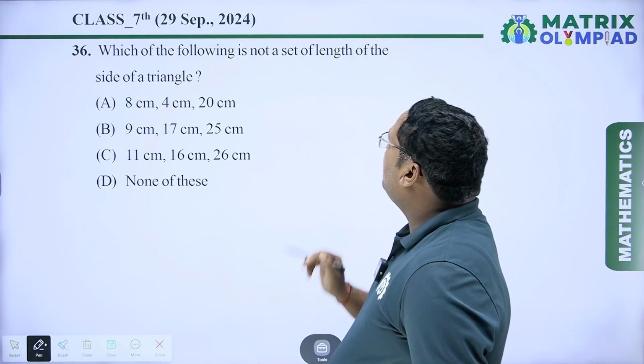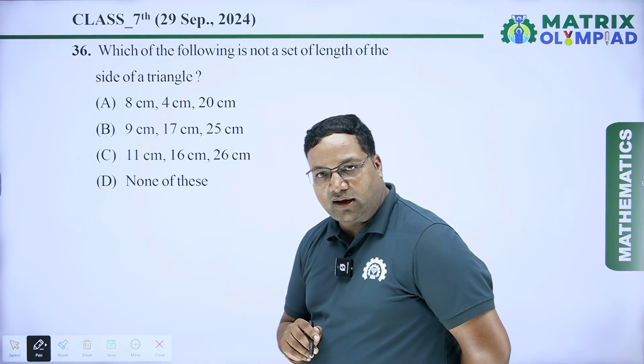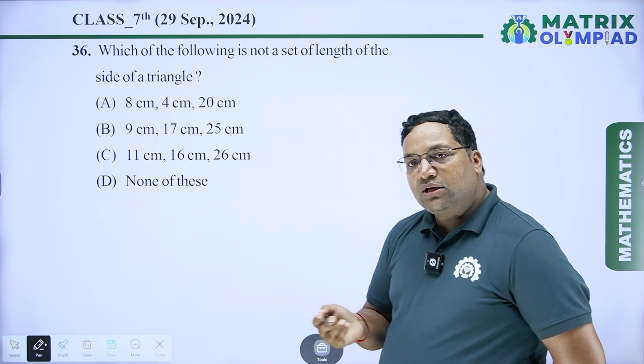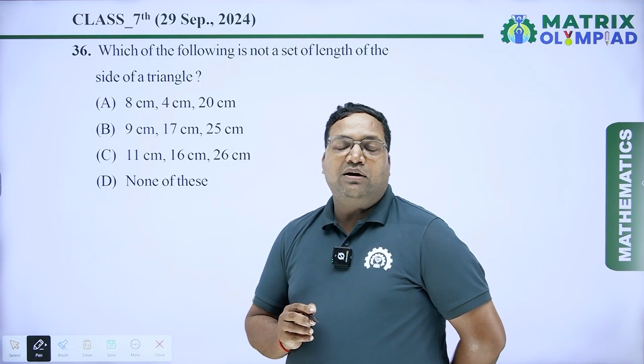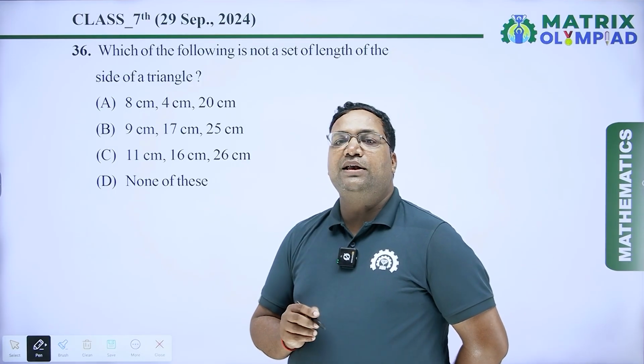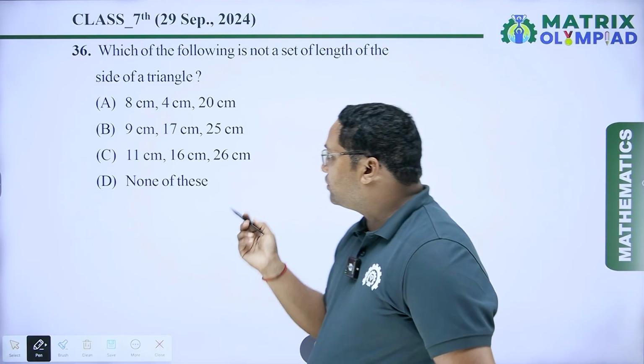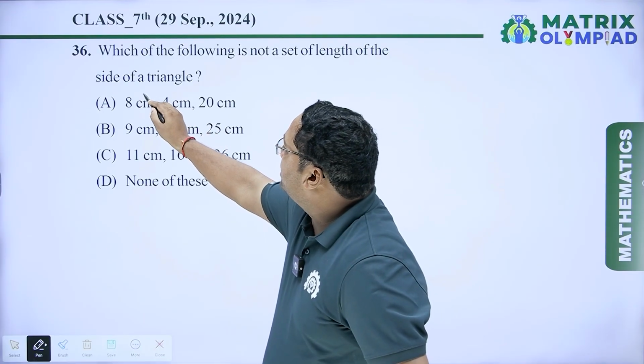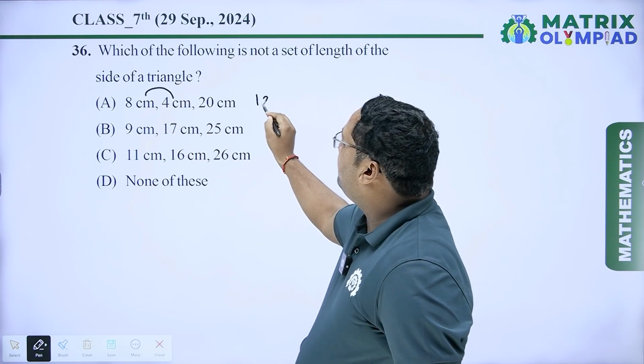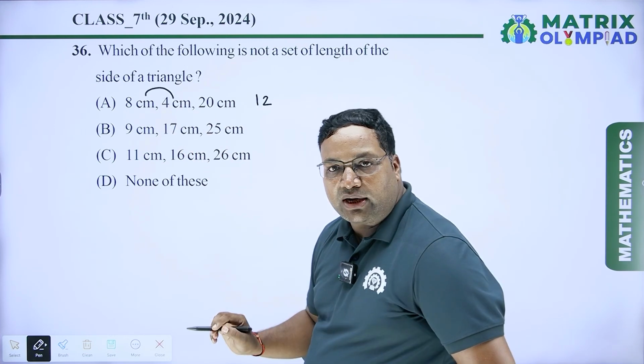Which of the following is not a set of length of a side of a triangle? So we know the theorem of triangle: for a triangle, the sum of any two sides is always greater than the third side. So let's check this theorem one by one. Here you can check, 8 plus 4 is 12, and the third side is 20.